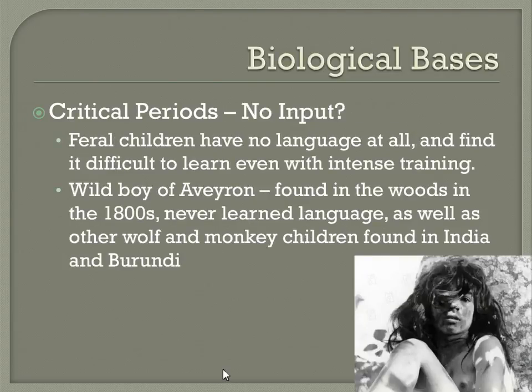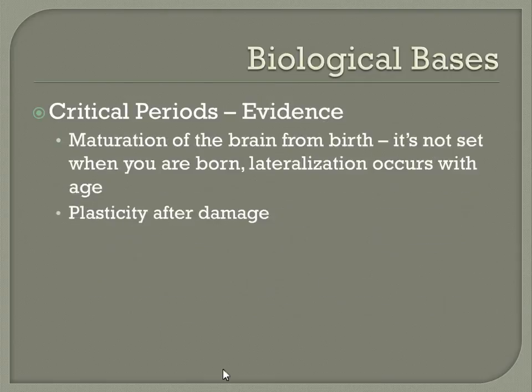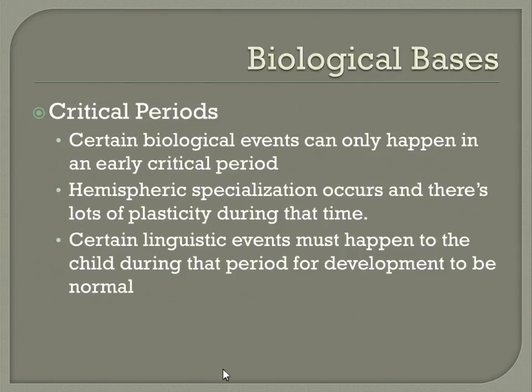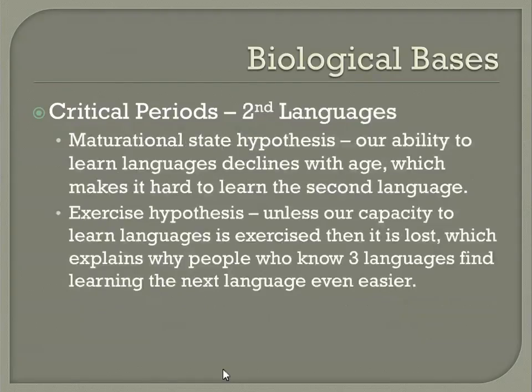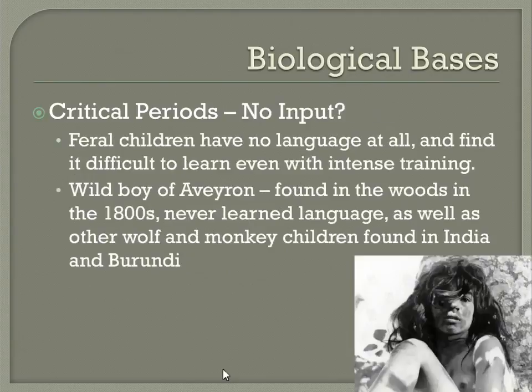So to switch tracks just a little bit, if we have no input during this critical period, this is the idea that you can't learn language to its full potential. All of this really goes together, but what we're talking about here is, if I have this critical period and I don't get any input, what does that do to me learning my primary language? Sometimes these are called feral children. We don't really use that phrase anymore because it sounds terrible, like comparing them to dogs.